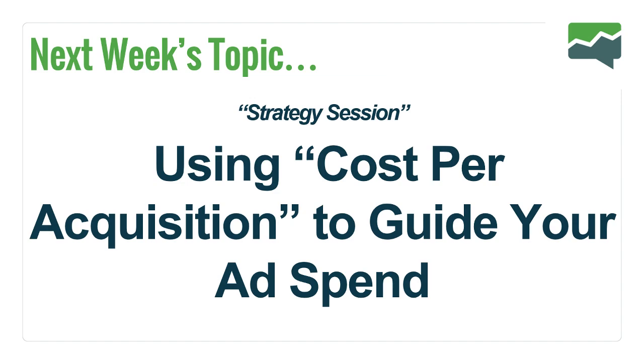Next week, we've got a strategy session. The topic is going to be using cost per acquisition to guide your ad spend. Even if you don't know, cost per acquisition is actually a win course that we're going to be creating here in just a couple of weeks. We'll be announcing that. But if you do know your cost per acquisition, it's like, okay, what do I do with this? Now that I know it, how do I use it? We can use it to guide things like ad spend, and we'll talk about how to do that in the next workshop. That'll be next week's workshop.